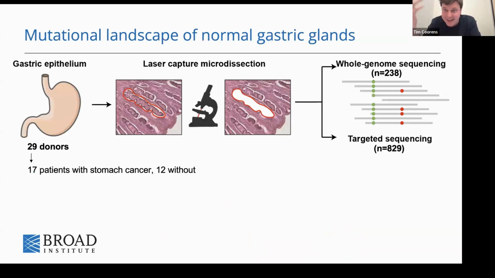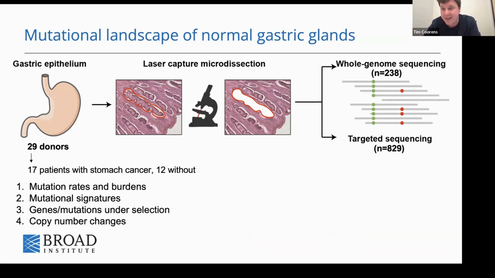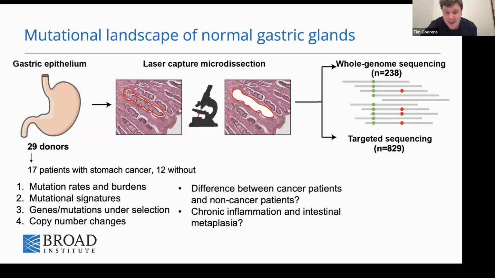This study is based, again, on laser capture microdissection. We had at our disposal 29 donors in total, 17 with stomach cancer and 12 without. Those come from the UK, the US, and Hong Kong. And we asked those questions that I was alluding to earlier. What are the types of patterns of somatic mutations that we see? Do we see anything more esoteric with copy number changes or genes under selection? And because of this cohort, do we see differences between cancer patients and non-cancer patients? Is there already something there in the normal cells that tells us that these people were at risk, or anything like that?